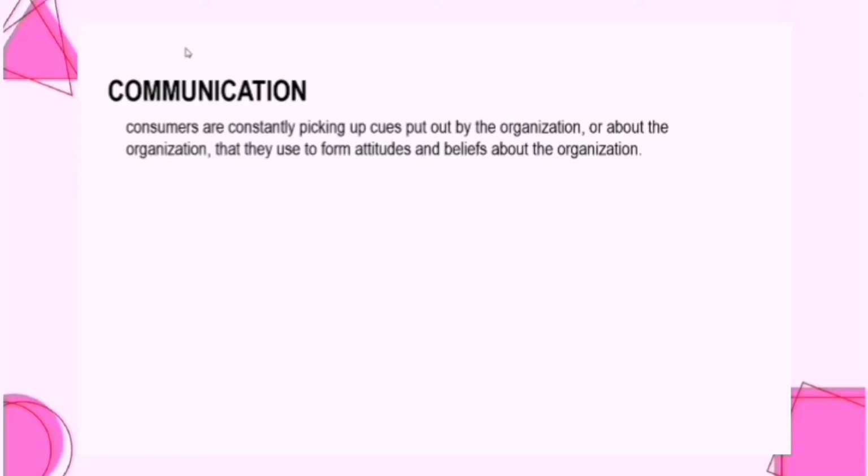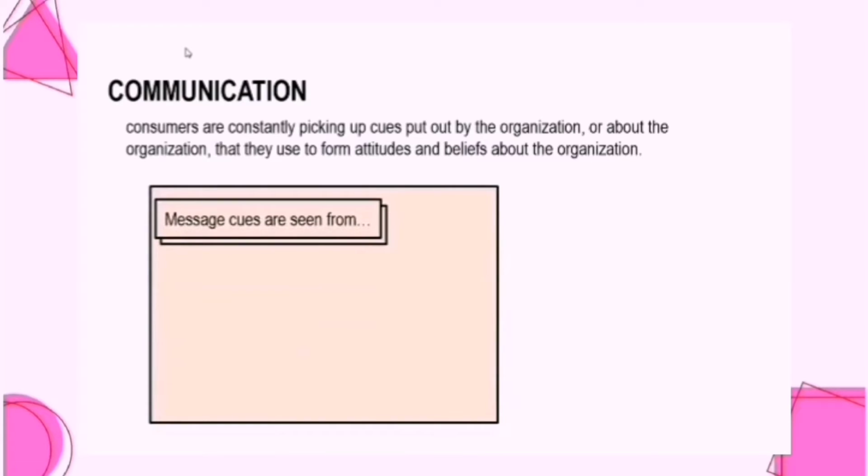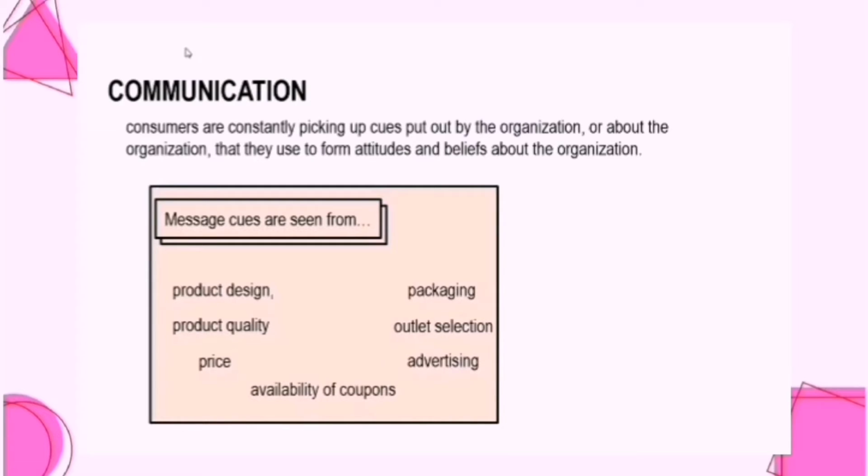Communication. In communication, marketers know that consumers are constantly picking up cues put out by the organizations, or about the organizations, that they use to form attitudes and beliefs about them. So where do consumers find cues about the products or services? Message cues are seen from product design, product quality, price, packaging, outlet selection, advertising, and the availability of coupons.